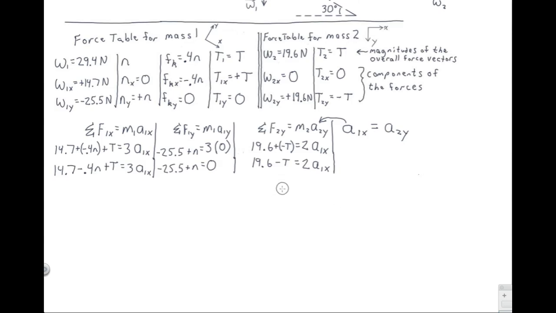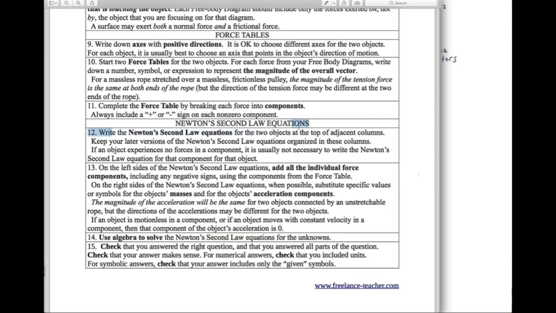Now I've made some simplifications. Adding a negative is the same as subtracting. I took advantage of the 0, and here again, adding a negative is the same as subtracting. We completed this step. Notice how we're trying to organize all the versions of each equation in these adjacent columns. We've also completed this step. We used the rule that the magnitude of the acceleration will be the same for both objects because they're connected by the ropes.